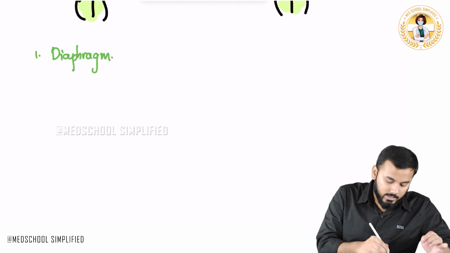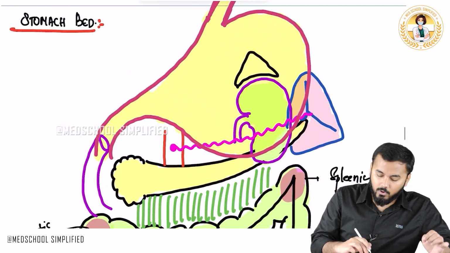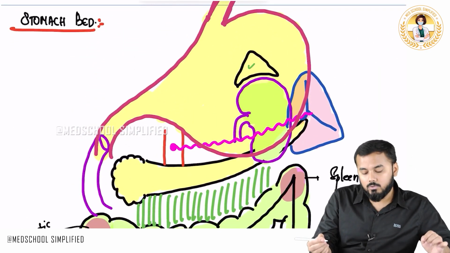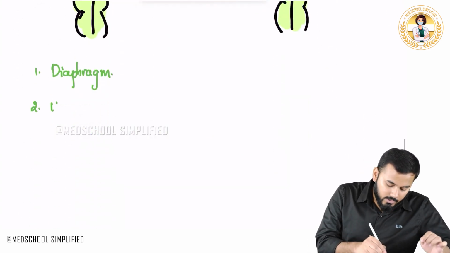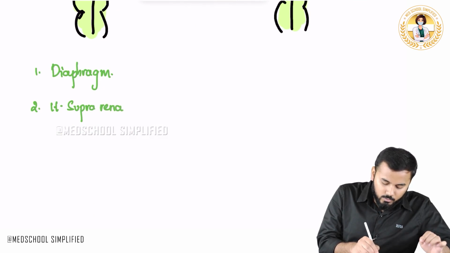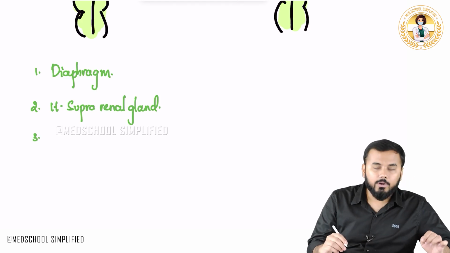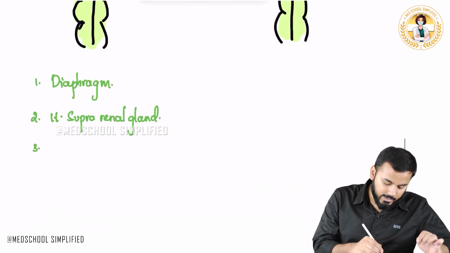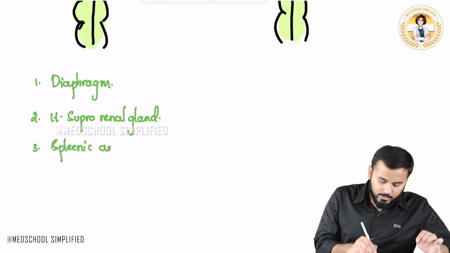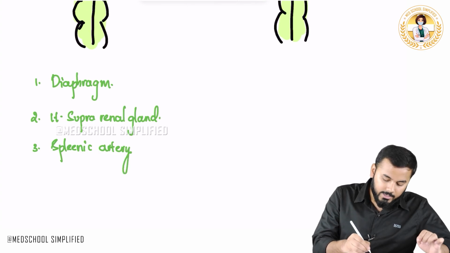Diaphragm is one structure. The second important structure is this one. What is this? This is called the left suprarenal gland or left adrenal gland, right? Third important thing. What is the third important thing? We have the splenic artery, which is located behind, right? So we even have the splenic artery.